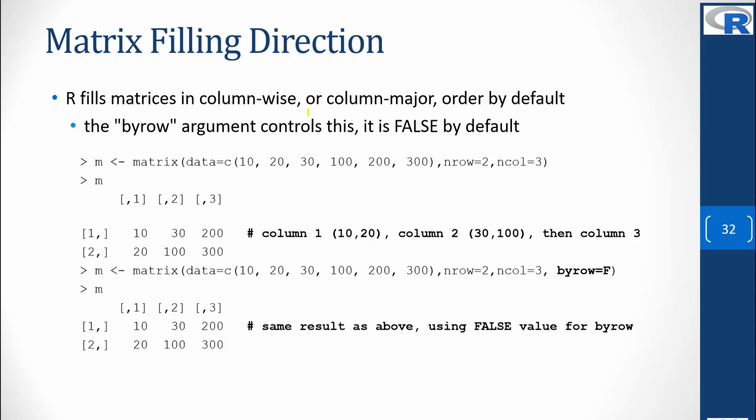So I was talking about the way that R fills in the matrix. By default, it is column-wise, or column major. So if we don't specify anything, we get 10, 20, 30. So 10, 20 fills up that column, then 30, 100, 200, 300. It keeps going, 100, 200, and 300. Now there's a by row argument. So I mentioned we can change its behavior. By default, this by row argument is false. So if I explicitly specify false here, you can see the result's the same. It's using the default value and filling in a column-wise order.